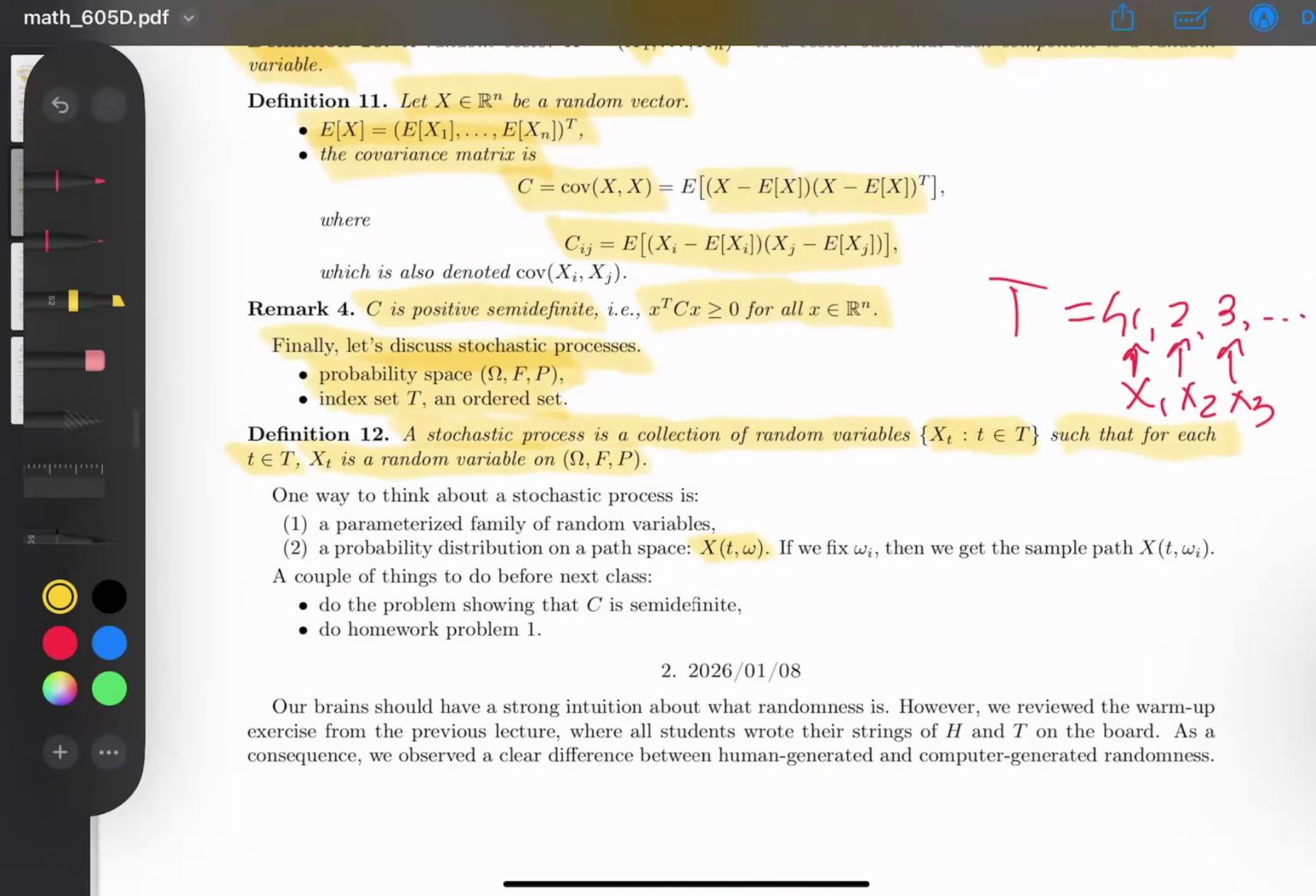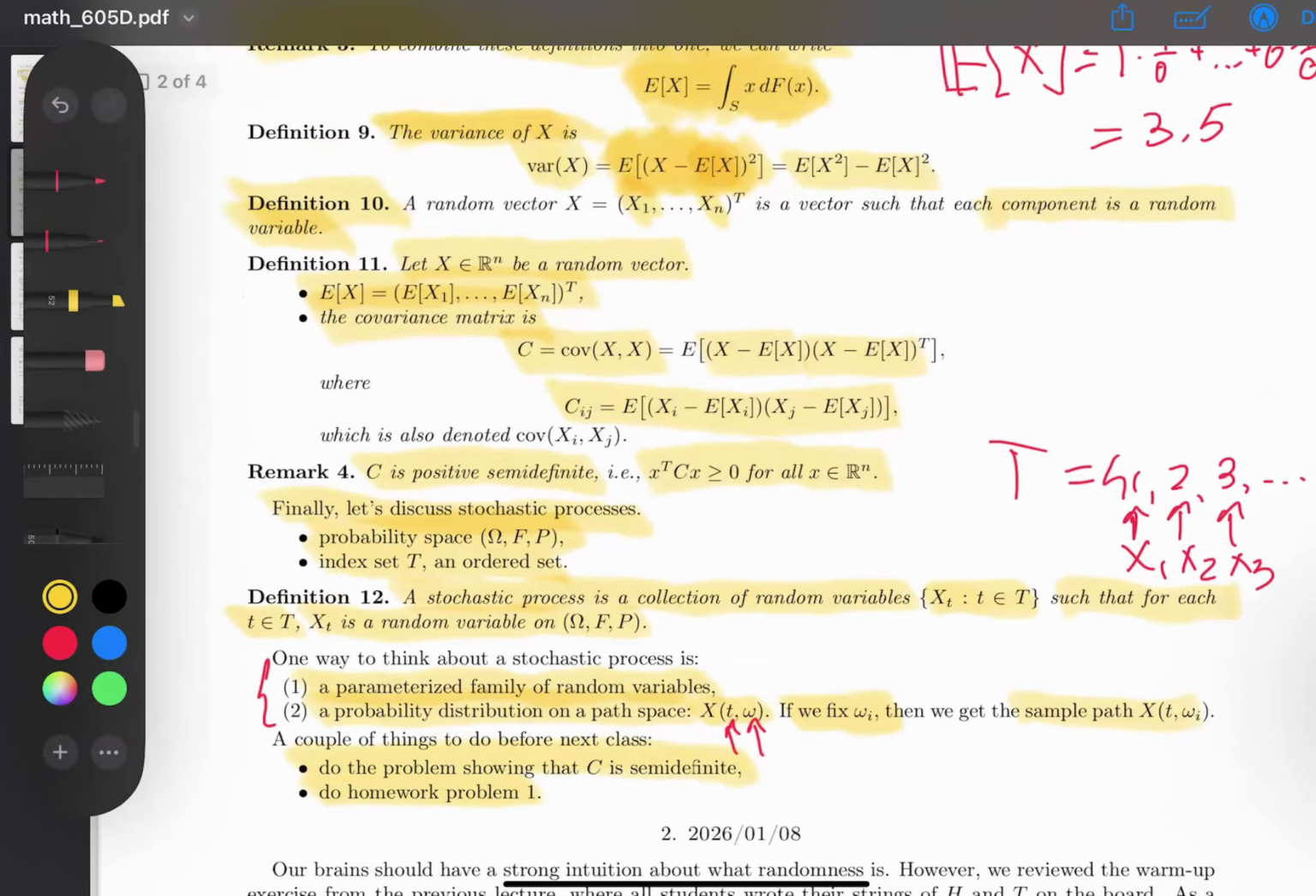There are two ways to think about these random variables. We can think of them as a function of two variables, our time and our element in our state space. Whenever we fix one of these variables, we can think of them as a parameterized family of random variables, or when we fix the other coordinate, as a probability distribution on a path space. This is something I need to look at a little more closely because I still don't completely feel this distinction. I probably just need to sit down and write out a concrete example. For example, if we fix our element in the state space, we get a single sample path. And then we were asked in our class to show that C is semi-definite and do some homework problems, number 1.